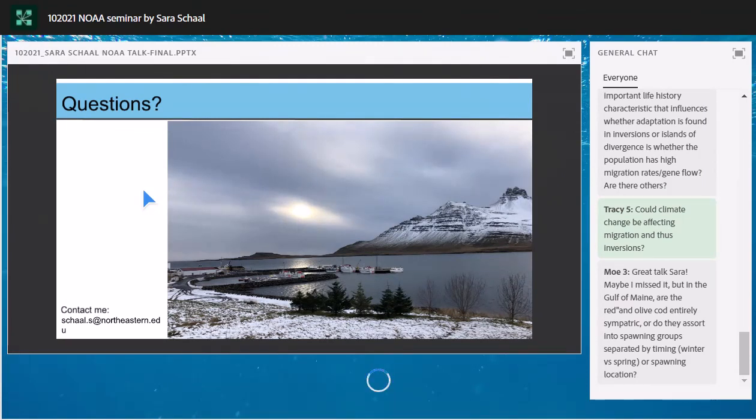So we did see it in Iceland, but Iceland is actually going to experience a period of warming that's actually going to be beneficial to cod in that region. So we're going to see populations increase.